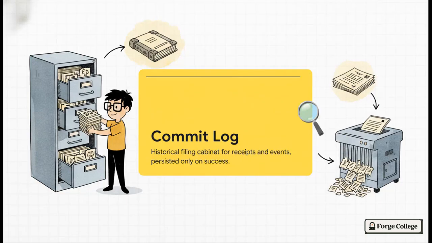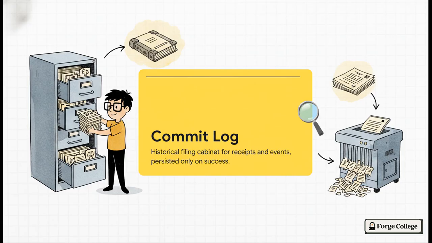But wait, there's a third layer to our little mental model, the commit log. So if the ledger is the heavy steel vault of current balances, the commit log is basically the historical filing cabinet. This is exactly where receipts and events, which we usually call logs, are kept. External observers, indexers, they use this drawer to see what happened. But here's the massive catch. The intern is only allowed to file these receipts into the commit log if the transaction finalizes successfully.